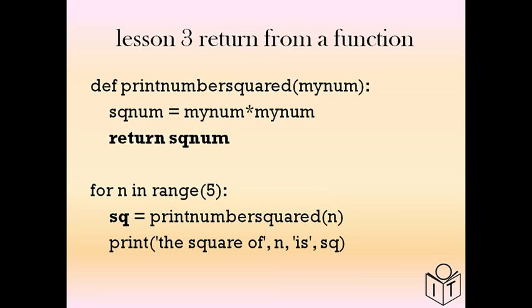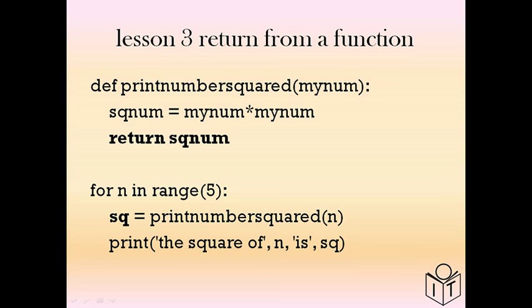Now we're going to add return sqnum, so the print statement's not in the function itself, and then when we call the function, instead of just calling it, we've got the sq variable, where the return value is coming back. So we're going to call the function, the code in the function runs, and then this variable sqnum is going to be returned from that function back to our code.